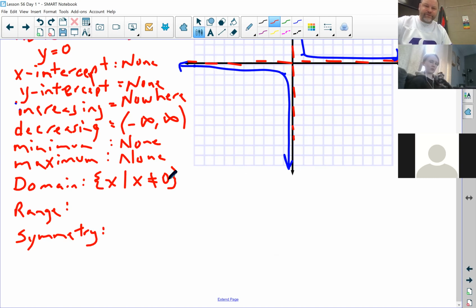And what about our Y values? Is that the same? It can't be 0. You got it. Y such that Y is not 0.